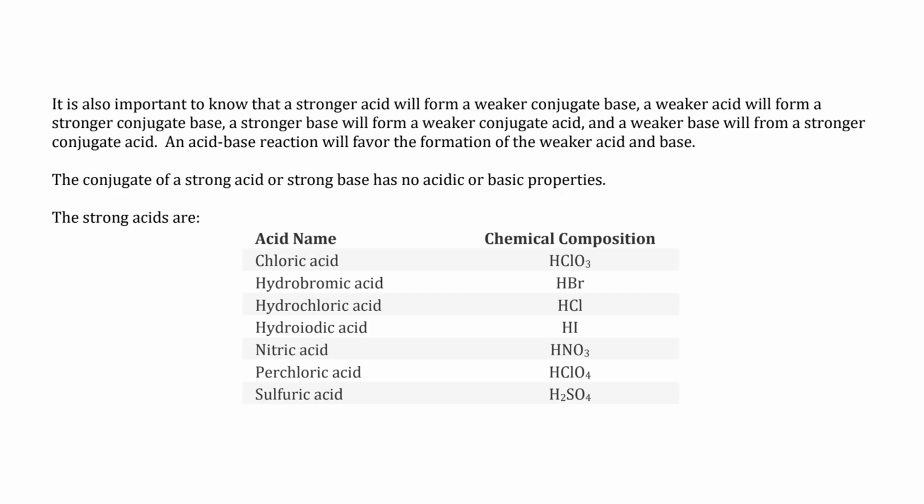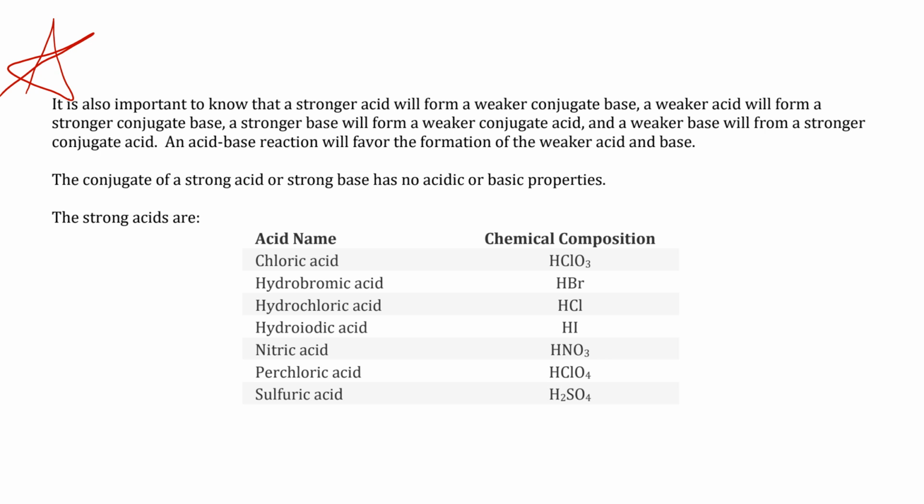It is also important to know that a stronger acid will form a weaker conjugate base. A weaker acid will form a stronger conjugate base. A stronger base will form a weaker conjugate acid, and a weaker base will form a stronger conjugate acid. An acid-base reaction will favor the formation of the weaker acid and base. So you may see some questions asking you which is the stronger acid, base, and so on. So getting this wrapped around your head will be pretty important.